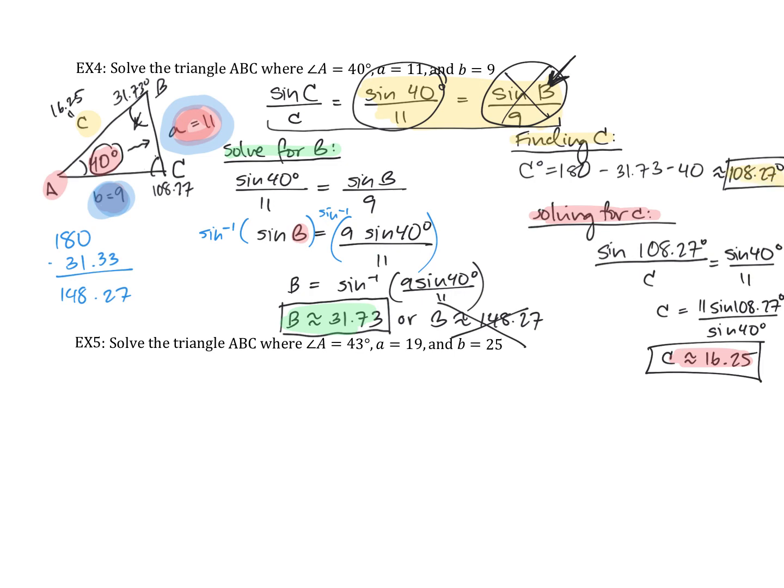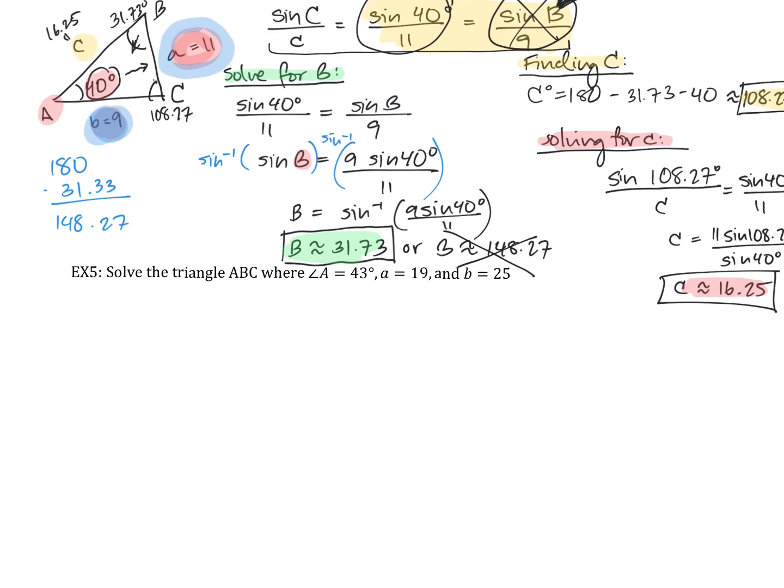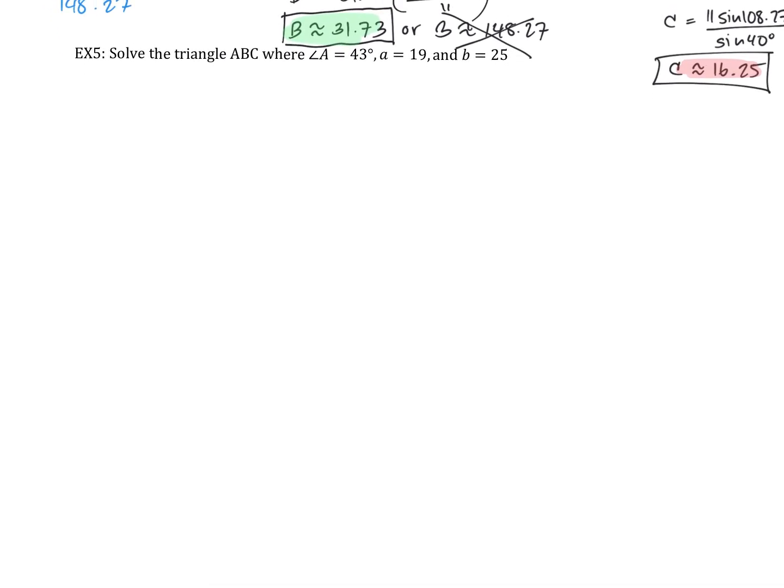Okay, so try example 5 by yourself and check in with me in a second. Alright, so example 5, we're told to solve the triangle ABC, where angle A is 43 degrees, a is 19, and b is 25. So we're given two sides and an angle. Let me see here. So I'll call this ABC. And we're given A is 43. Side a is 19. And side b is 25.